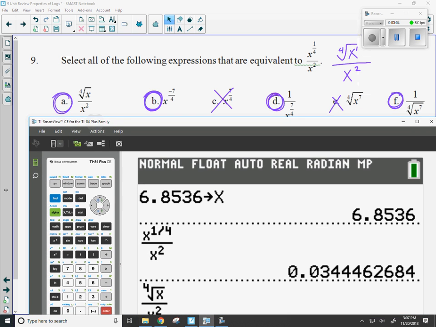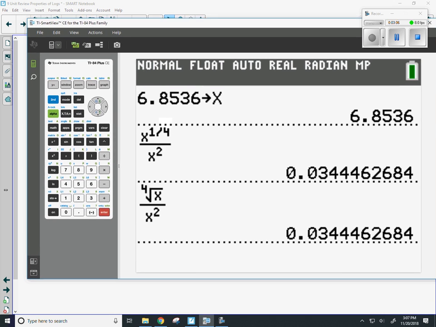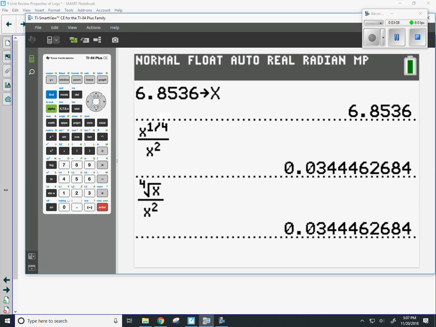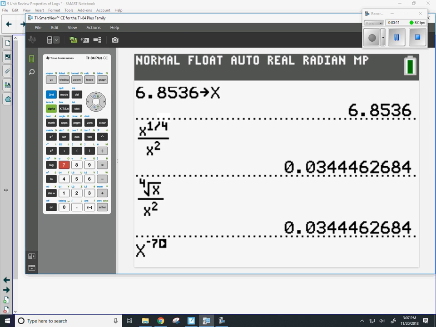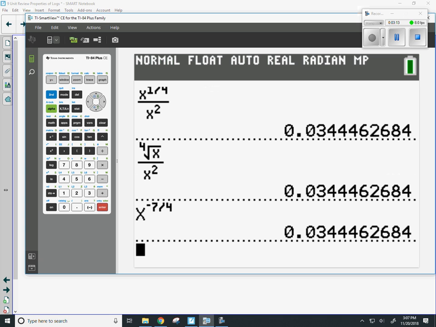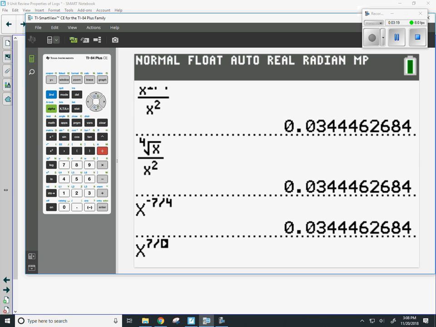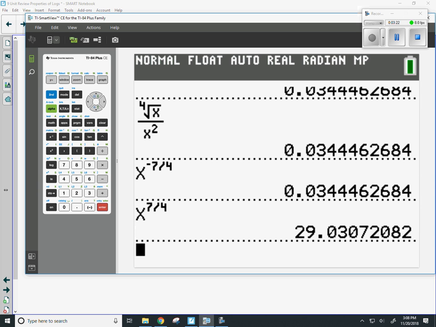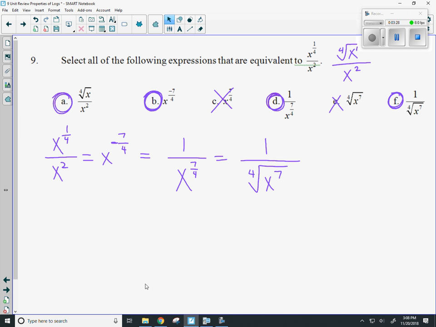So option B is x raised to the -7 over 4. And that one matches. And if I were to try x raised to the +7 over 4, just to show you something that would not match, that decimal is clearly not the same decimal as the original. So even if you were a little unsure of how to do all the algebra on this one, if you knew how to store a value for x, you could still get all of the options that are equivalent to the original.